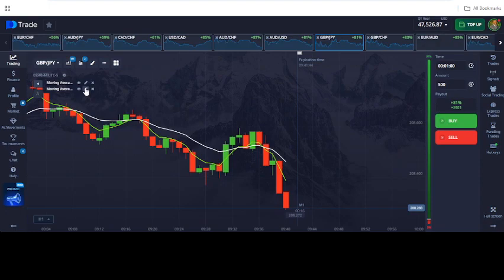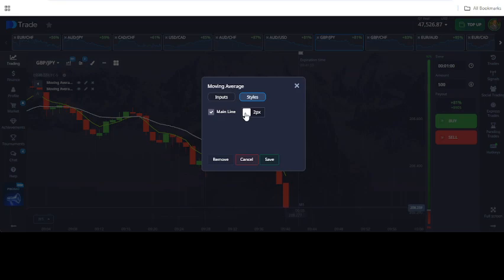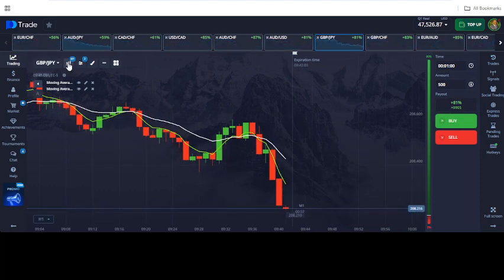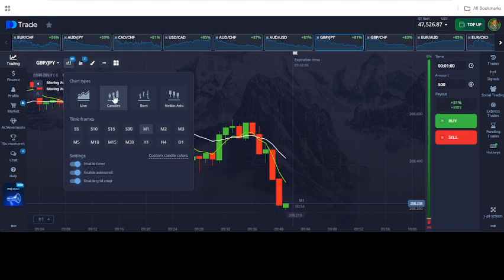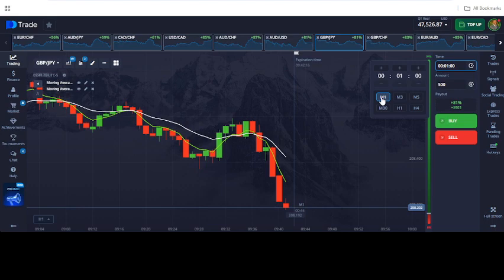And for the second moving average, I have the period set to 15 EMA, exponential moving average. And in the styles settings, I've selected the color to white, 2 pixels. Okay. For my candlestick chart, I have the candle set to 1 minute, regular Japanese candles. And for my trade timer, I have the trade set to 1 minute. So I'll be taking 60-second trades, fast 60-second turbo trades.